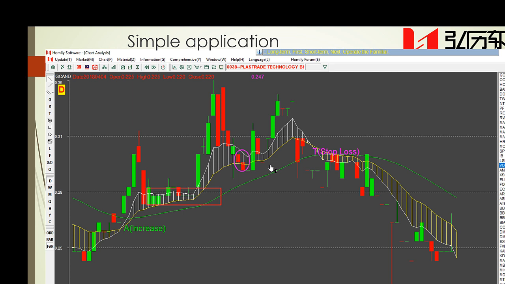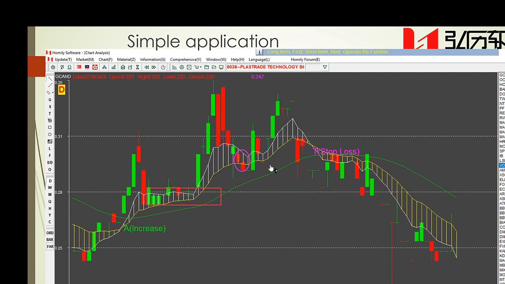So here we can draw a rectangle. Here is the support and resistance. Okay, wait. Here is the support and resistance. Usually when the price can break out this area, he will move back. He will continue move back. So here is when the price break out and move back again. Here is the buy point.